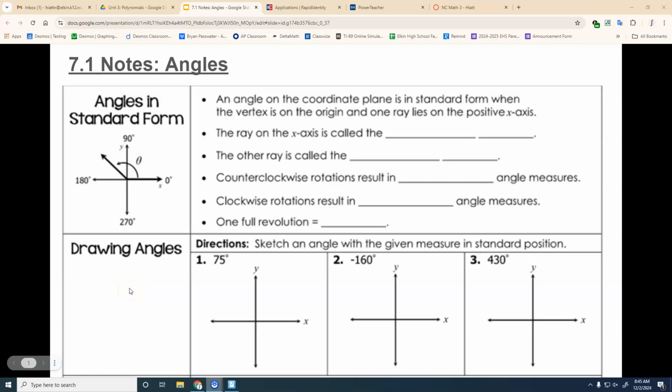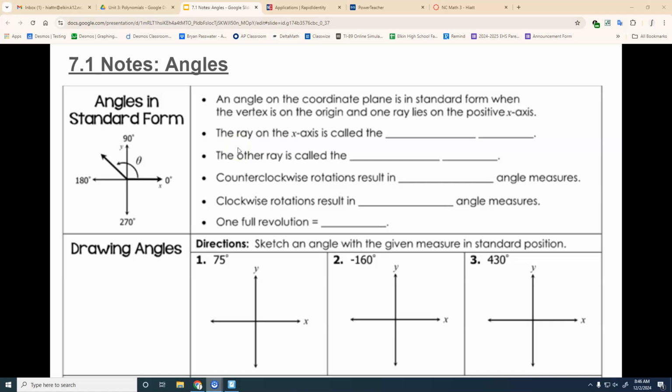So some of the stuff we're going to do today is very simple, and some of it's a little bit tougher. So an angle on the coordinate plane is in standard form when the vertex is on the origin. What is the origin? (0, 0), right? It's the point right there where the x and the y axis cross. And one ray lies on the positive x-axis.